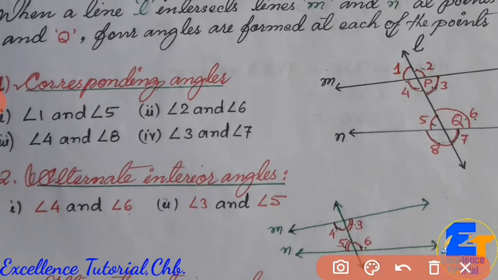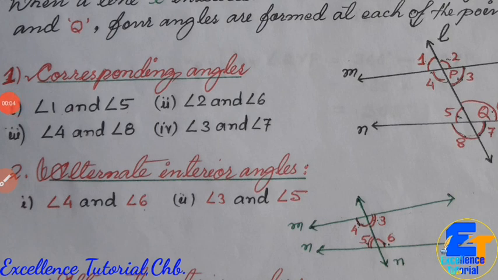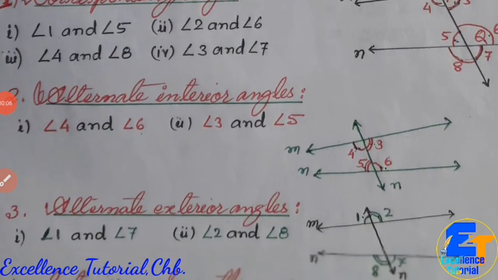Angle 1 and angle 5 are corresponding angles. In the same way, angle 2 and angle 6 are corresponding angles. Angle 4 and angle 8 are corresponding angles. Angle 3 and angle 7 are corresponding angles. These are the pairs of corresponding angles.